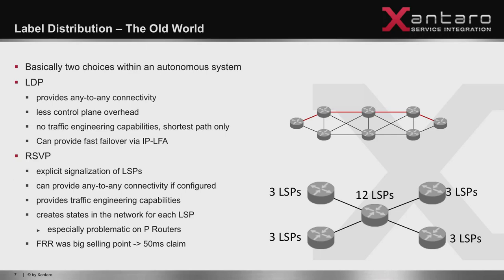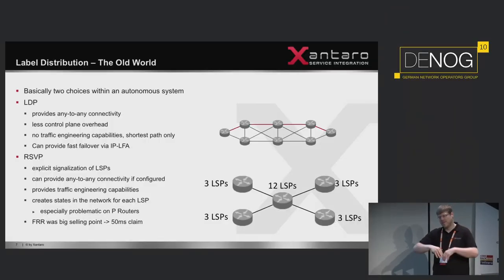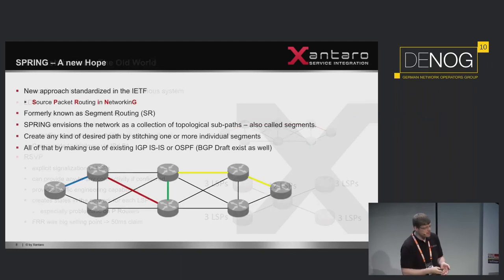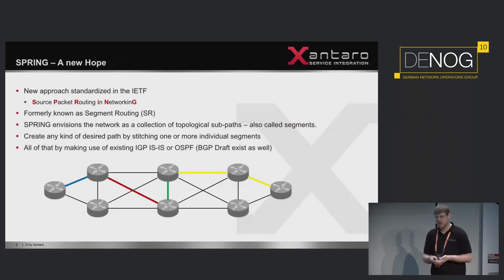It gets worse if you put stuff like fast reroute into the picture, where we have lots of bypass LSPs, detour LSPs, especially if we are running the one-to-one backup mechanism. It doesn't really scale that well. So somebody came up with a new idea about label signaling, which is called segment routing or Spring.